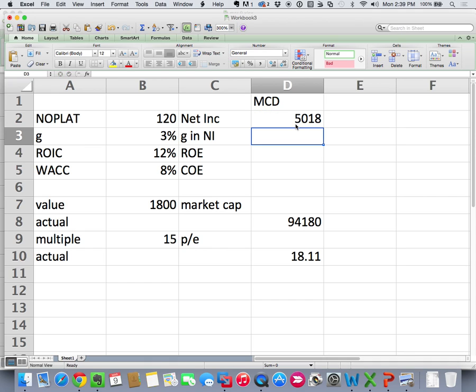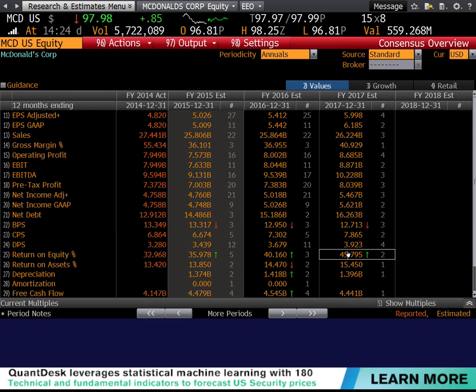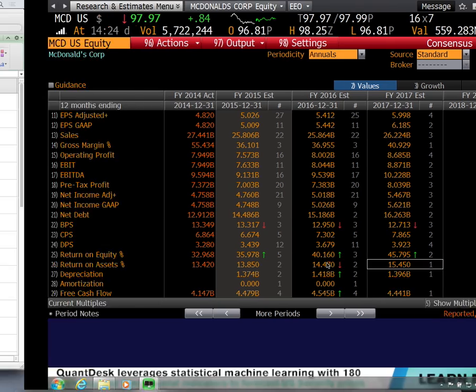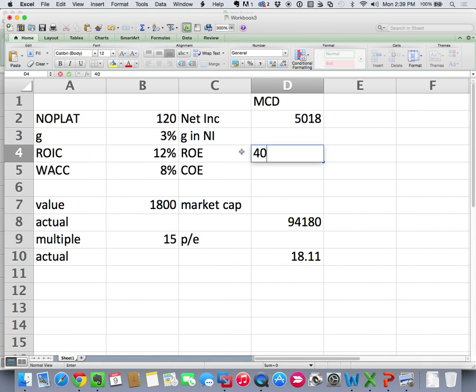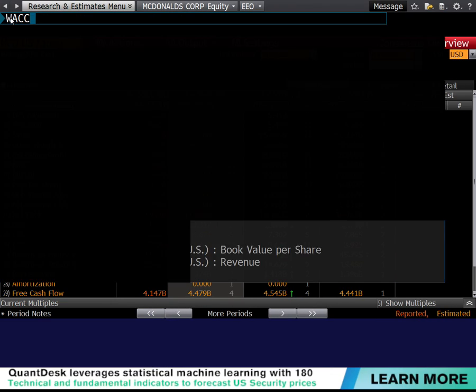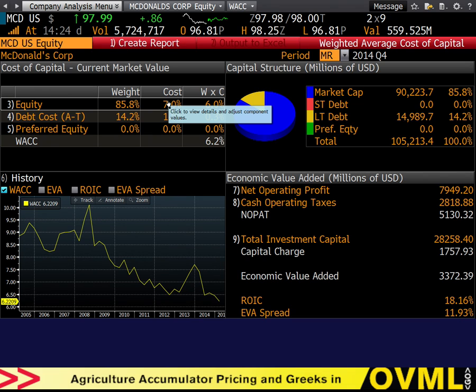I'm going to solve for the long-term growth rate, which is what your next homework assignment is going to be when you do this on Wednesday in class. Return on equity, like we've done before. Look at the next 3 years to get an average. 36, 40, 46. I'm going to call that 40. I'm just going to quickly eyeball it. So that's about a reasonable return on equity going forward. Cost of equity I get off the WACC screen, WACC. 7% cost of equity.